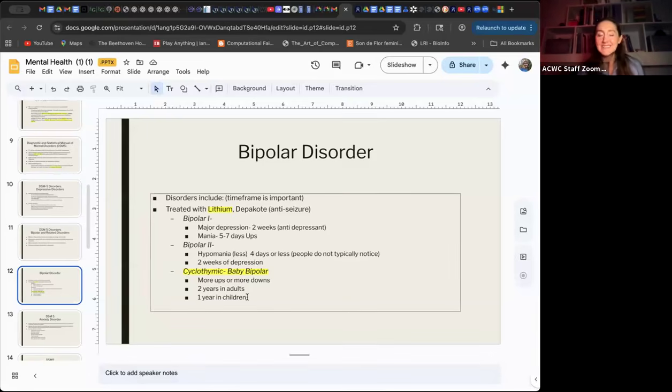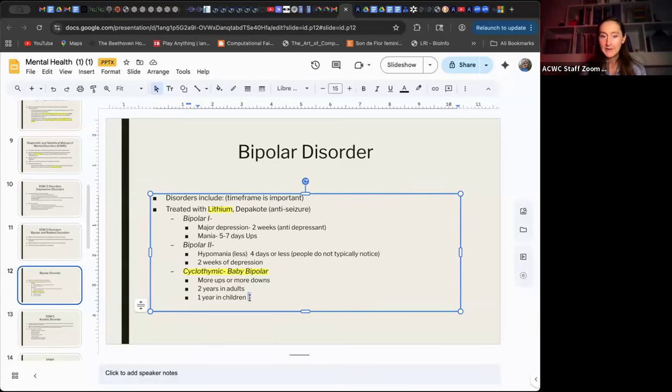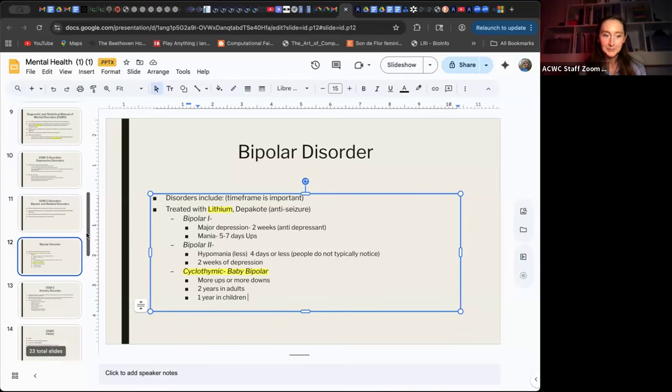Oh, this is so annoying. We're back to needing to know time frames, and those can be so hard to remember. Again, sometimes the clue in the question will be how long the person has had it. If it's adults, it takes 2 years. The person had to have been experiencing this for 2 years to be diagnosed. If it's in children or adolescents, it's 1 year. So that's something useful to stick away in your memory.